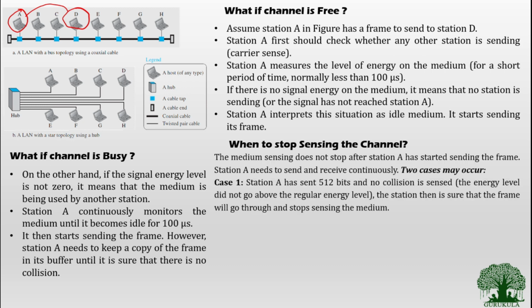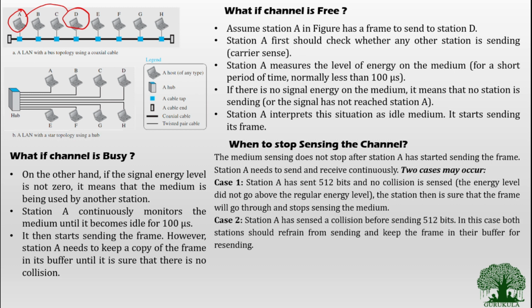The first case is a successful transmission. Station A is sending some amount of data, in our case 512 bits. If no collision happens, then the energy level will not go above the regular energy level, so the station can be sure that the frame will go through all the stops and be successfully received by station D. This ensures proper transmission of the frame from node A to node D, and after this, the station can stop sensing the channel and leave the choice to the other stations.